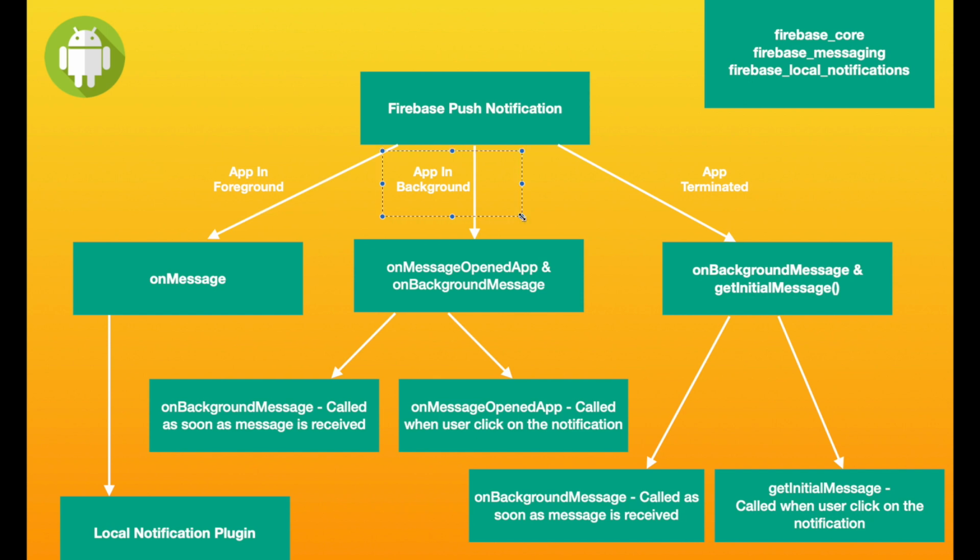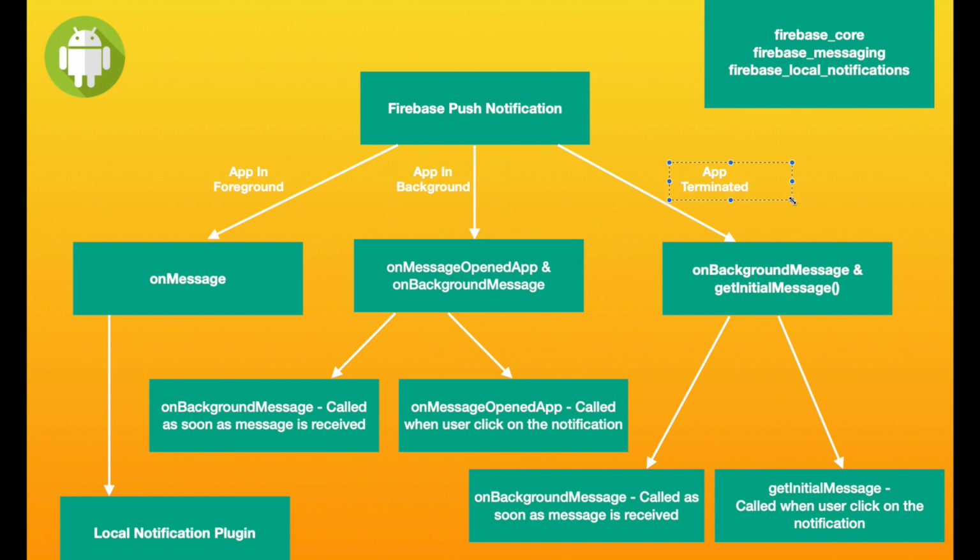When the app is in background, like when you were using your application but you decided to look at some other application, or you just minimized your application, right? The application is running but it is in background. It's not in the foreground, it's not visible on the screen. In that scenario the app is in background, so we will see how to handle push notifications in that scenario.